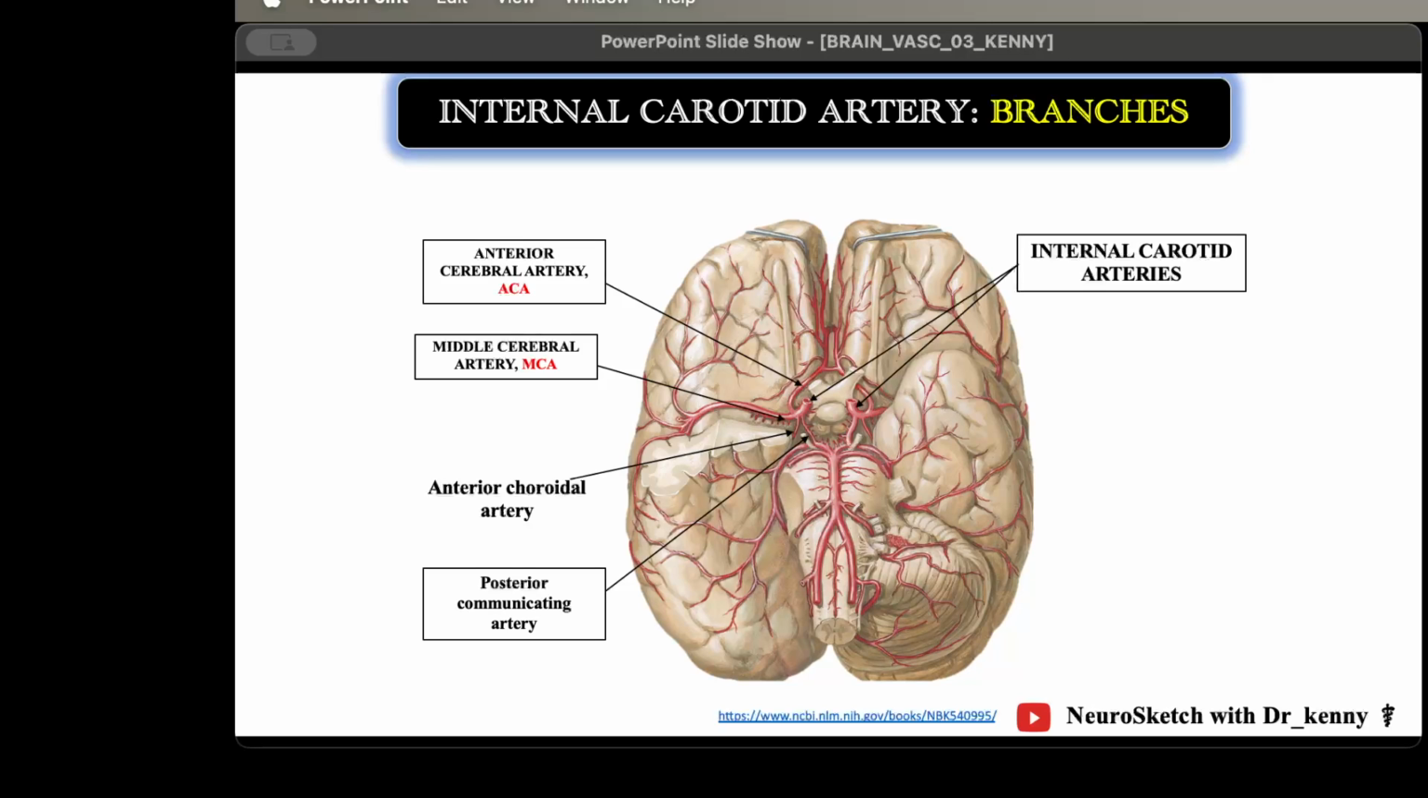Next time we'll discuss the posterior circulation by the vertebral artery.